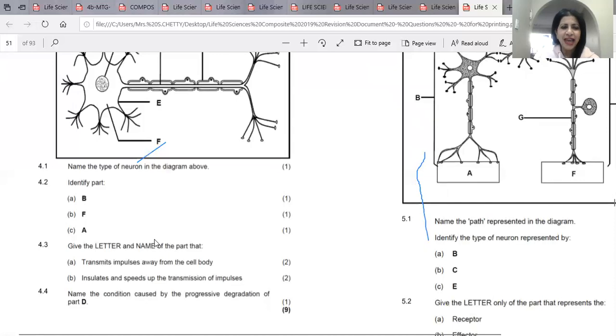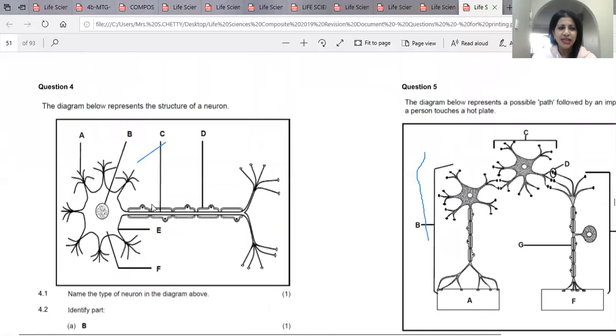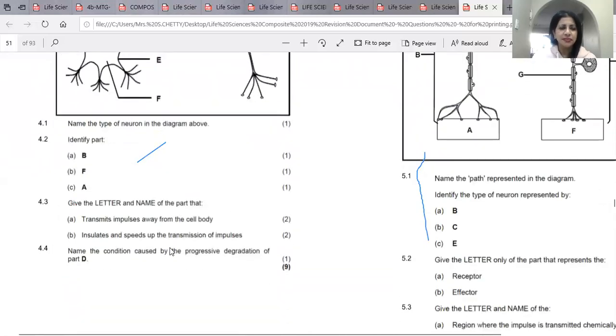Give the letter and name. So always write the letter first and then your name. Give the letter and name of the part that transmits the impulse away from the cell body. How did I teach you to remember that? A for away. It'll be C, the axon.